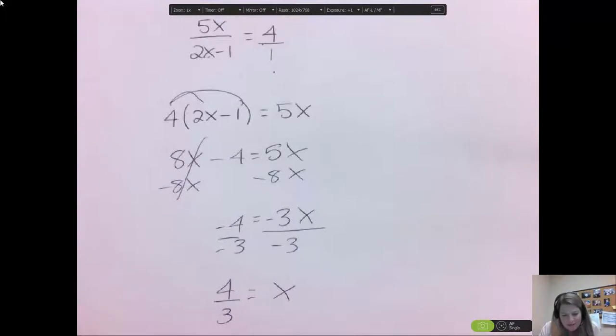A couple things you have to remember. There are some equations with no solution. You cannot have log of 0. Remember, that's undefined, because it's like saying 10 to what power equals 0. Well, 10 to the 0 is 1. You can't get 0. So no log of 0 is allowed.